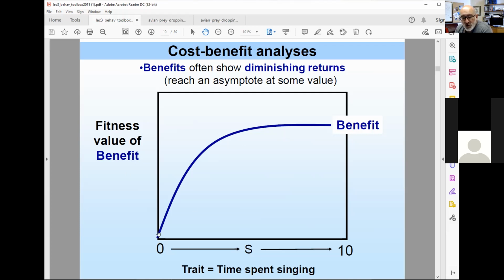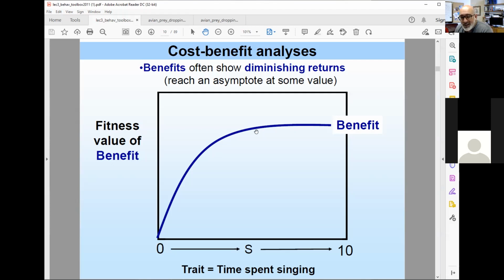So in this case, for example, the more you sing, of course, the more likely you are to mate. But if you sing, say, 5 hours versus 6 hours, the increase in the benefit is not as great as if you were increasing the amount of time you're singing between 1 and 2 hours. This is called diminishing returns. So you're investing time in singing for longer periods, but the benefit that's coming back to you is somewhat reduced compared to if you were singing for just, say, an hour less.